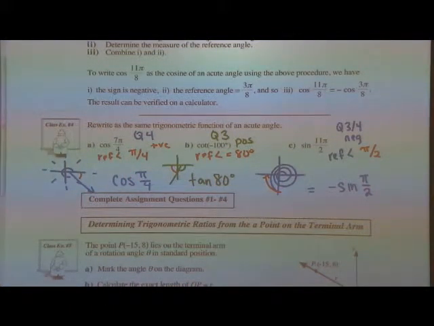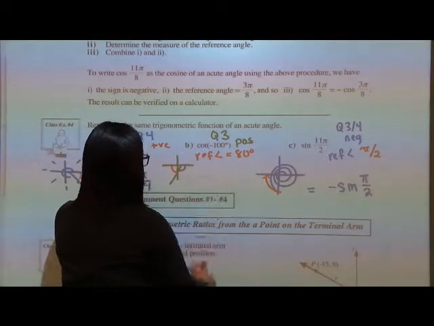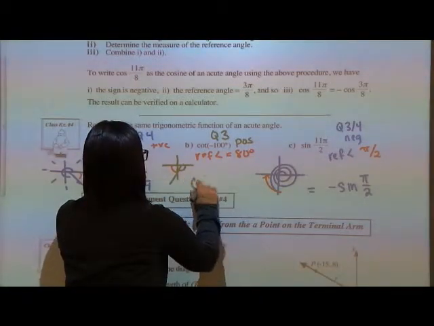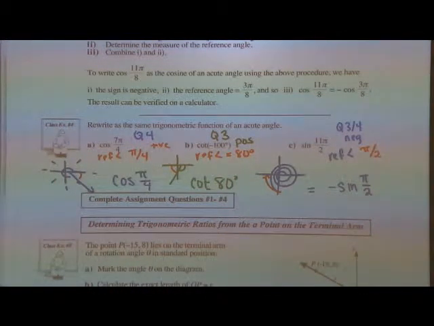Sorry, not tangent 80 degrees, cotangent 80 degrees. Which then would be 1 over tangent 80 degrees, yes. Okay.